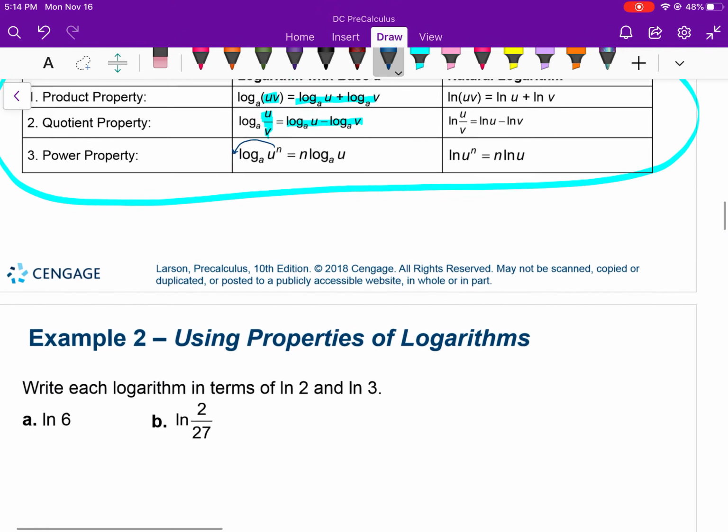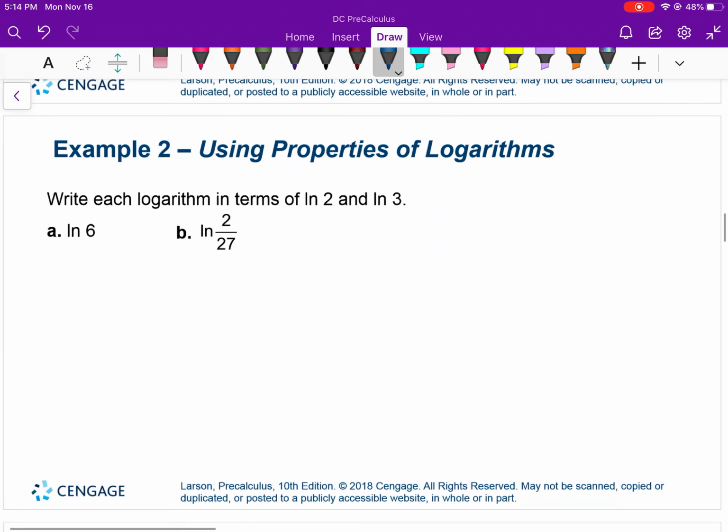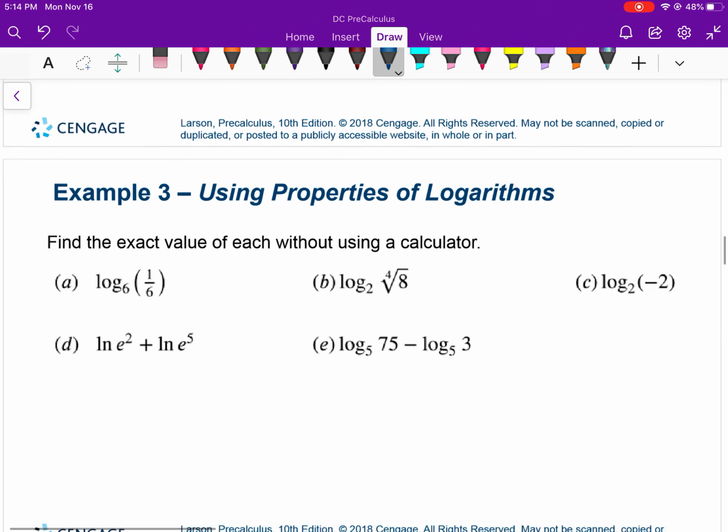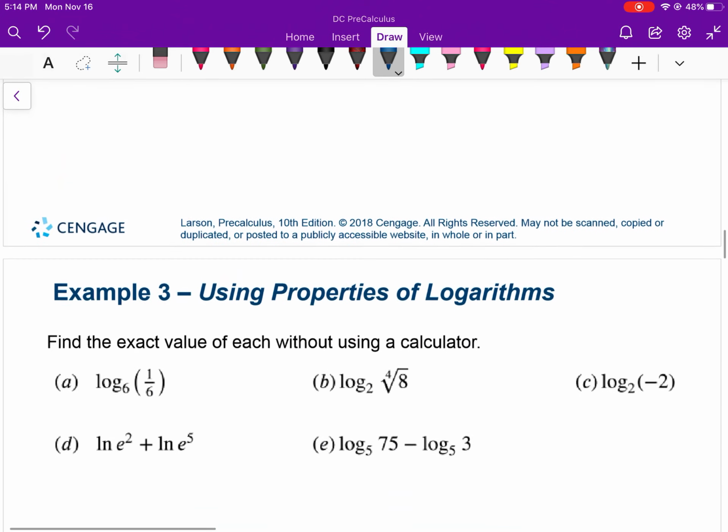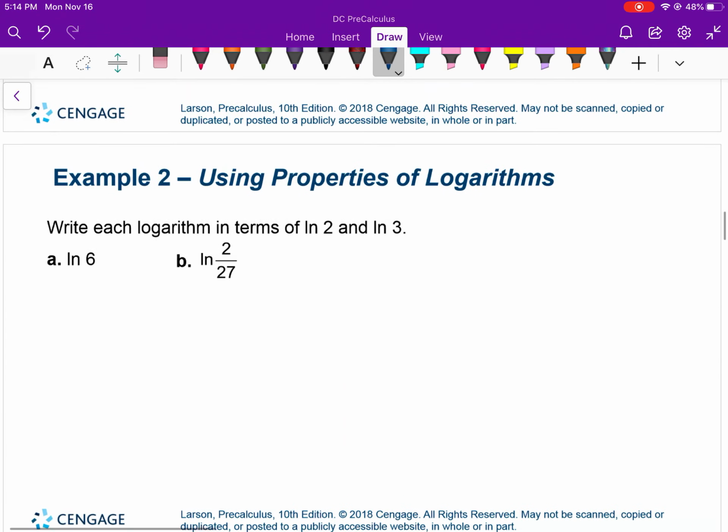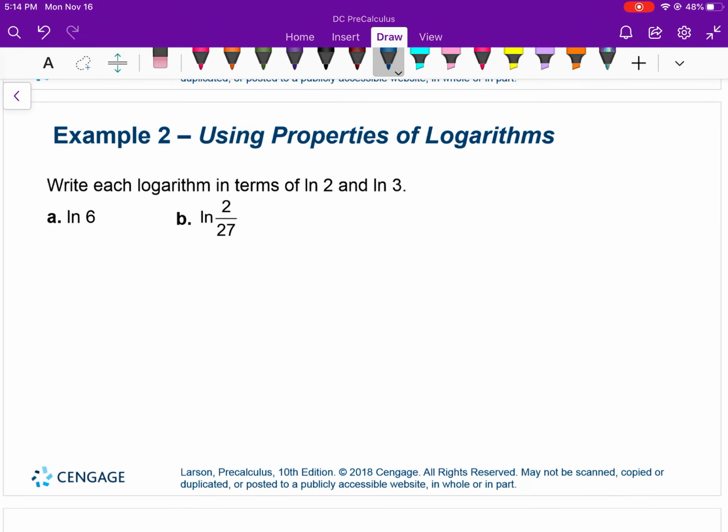Okay, we're going to work through example 2 and example 3, and then I'm going to stop the slideshow. All right. Write each log in terms of ln of 2 and ln of 3. So if ln of 2 and ln of 3 are the only tools I have in my toolbox, then this can be written as the ln of 2 times 3. That's the ln of 6.